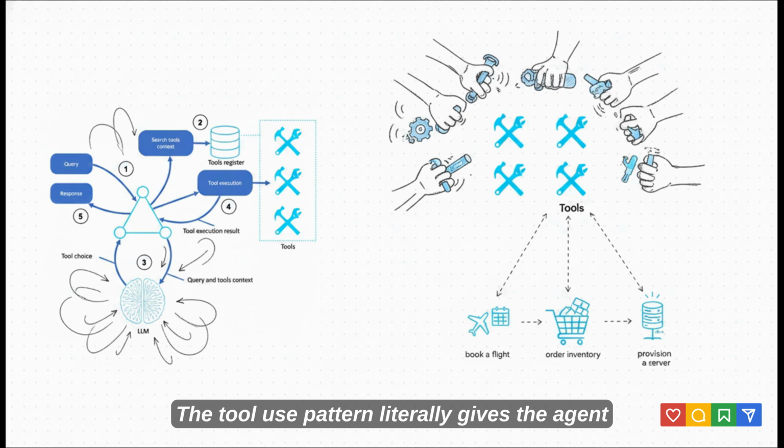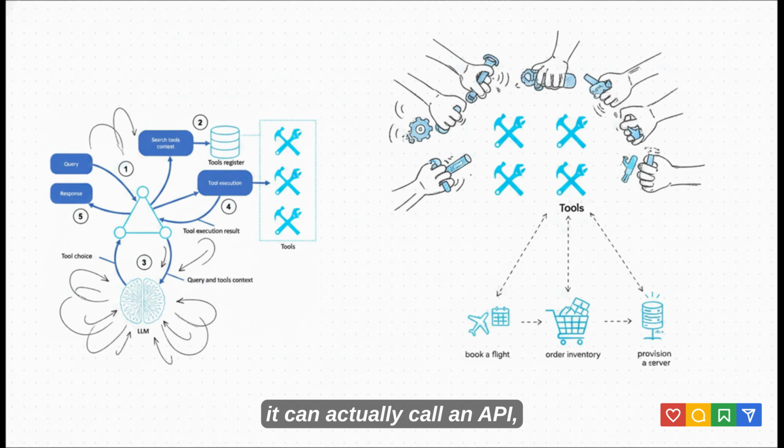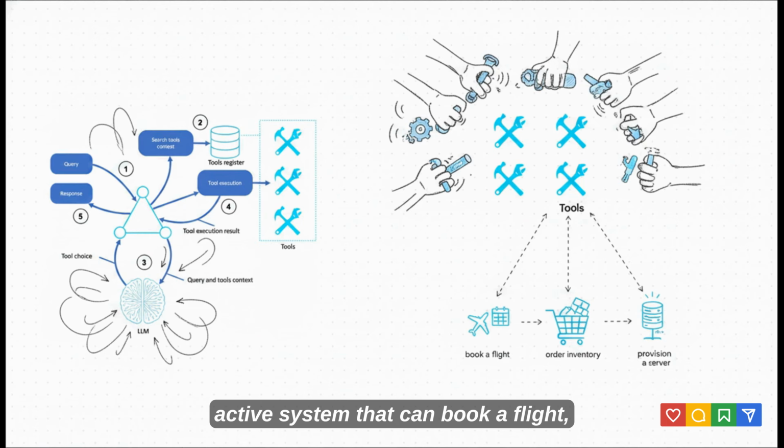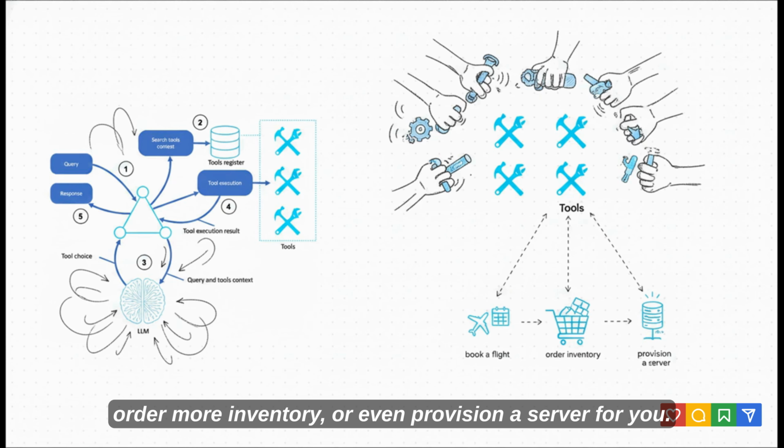The tool use pattern literally gives the agent hands. Instead of just talking about something, it can actually call an API, query a database, or run a script. This is what transforms a passive assistant into an active system that can book a flight, order more inventory, or even provision a server for you.